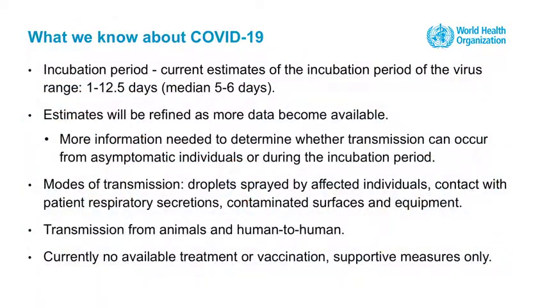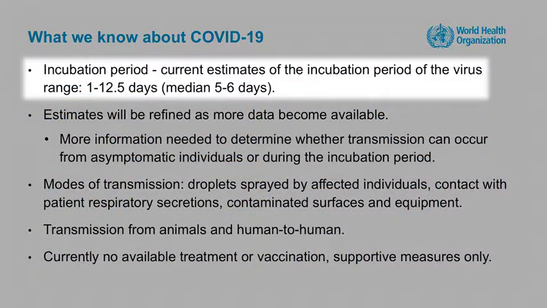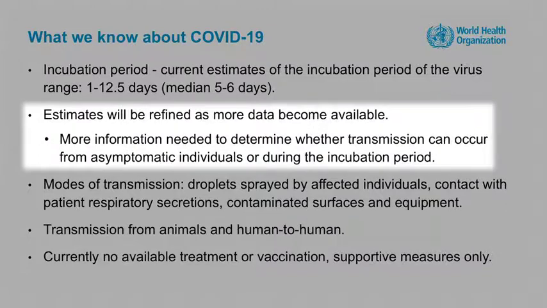So what we currently know about COVID-19 is that the incubation period ranges from 1 to 12.5 days, with a median of about 5 to 6 days, although these estimates will be refined as more data becomes available. More information is needed to determine whether transmission can occur from asymptomatic individuals or during the incubation period when they are pre-symptomatic.